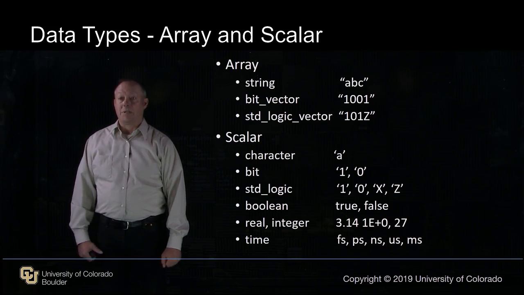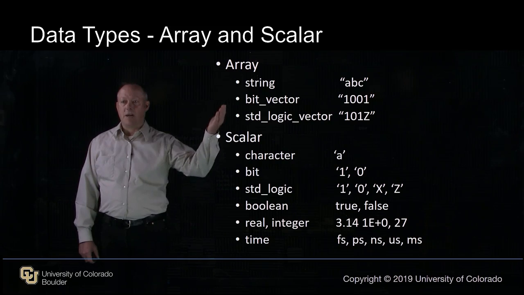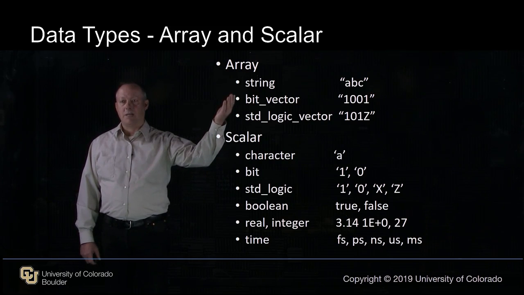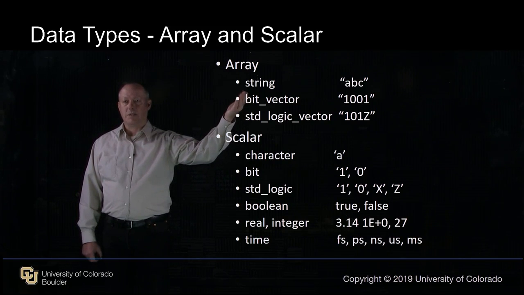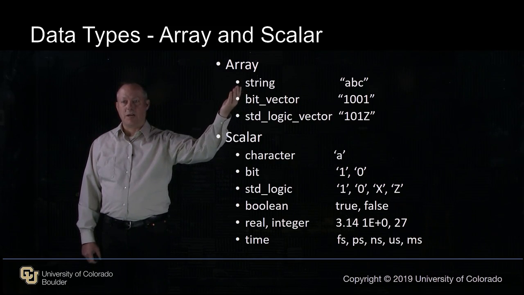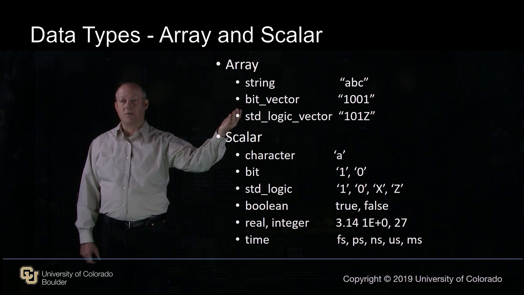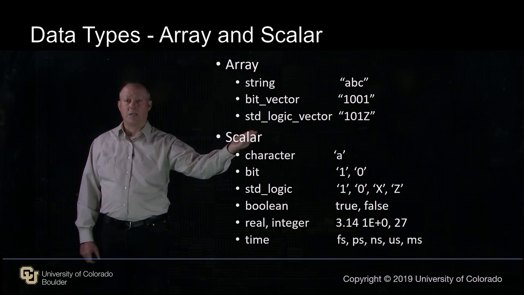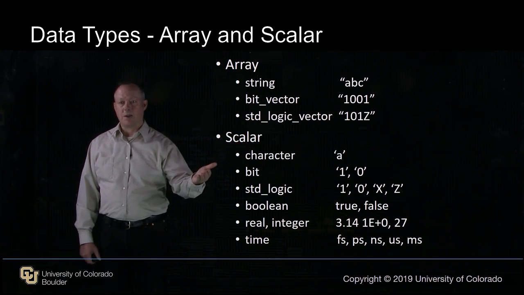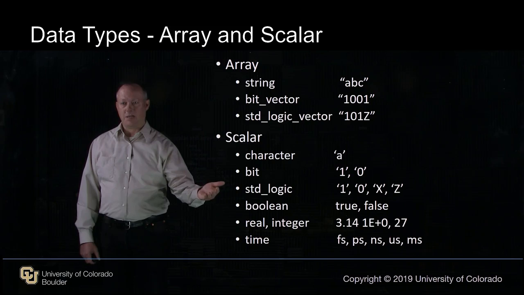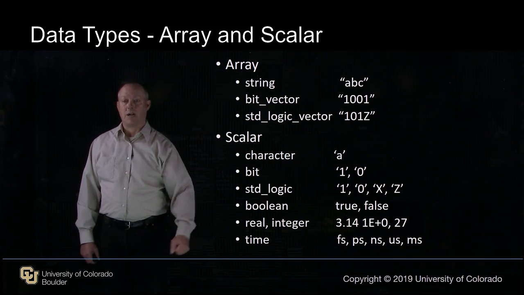When we look at data types in VHDL, we have arrays and scalars. Arrays have multiple digits, multiple bits, such as a string ABC, or a bit vector 1001, or a standard logic vector 101Z. In scalars, we have single bits: a character, a bit, standard logic, boolean true false, a real, integer, or time.